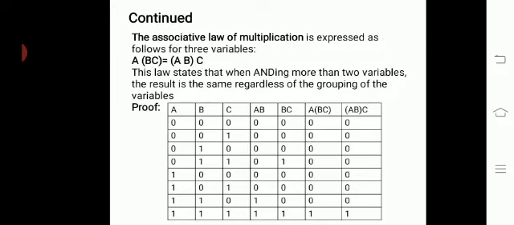Continue. The associative law of multiplication is expressed as follows: for three variables, A into B into C equals AB into C. This law states that when ANDing more than two variables, the result is the same regardless of the grouping of variables. Already discussed the associative law of addition. Same, you have to convert it into multiplication. The table will show the output.